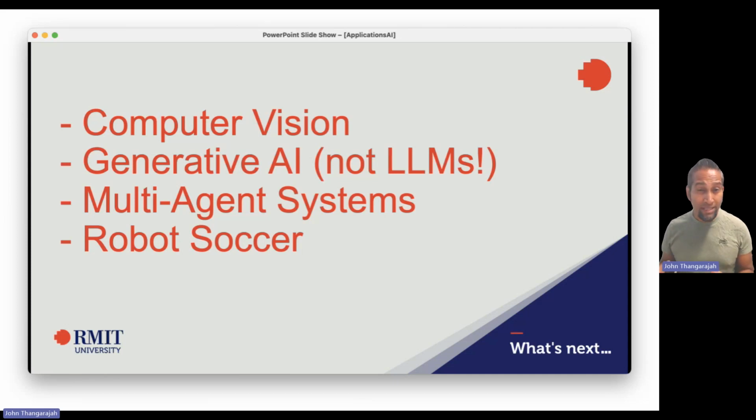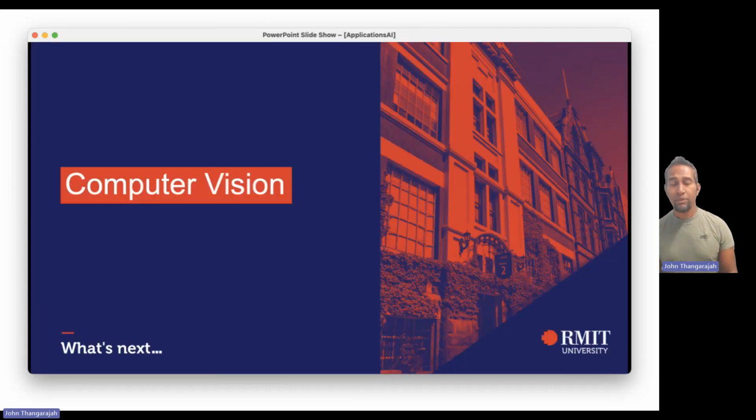So we'll talk about a few examples there, but then we'll get on to some generative AI examples that we've done well before ChatGPT and the like, so not using LLMs. And then I'll talk about multi-agent systems, which is really my core expertise of almost 20 years or so. And then I'll finish off on some fun examples where we get robots to play soccer. So let's start with computer vision.